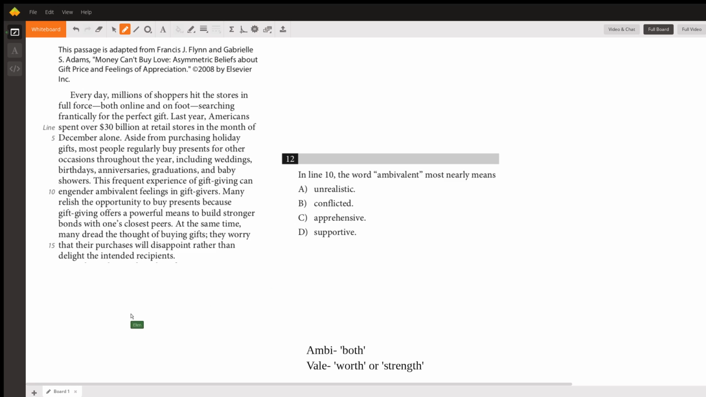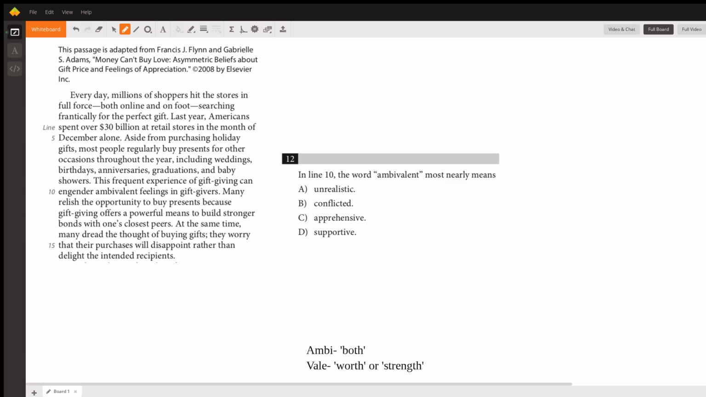So think words like valid, evaluate, valiant, right? All of those vowel sounds, that means strength or worth. And that's where the root comes from. So ambivalent literally translates to both worth. So in this case, you're thinking, okay, well, if you have ambivalent feelings, that means you recognize that both of these feelings have worth. And that's going to be kind of conflicting, right?